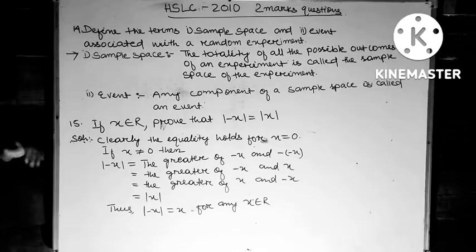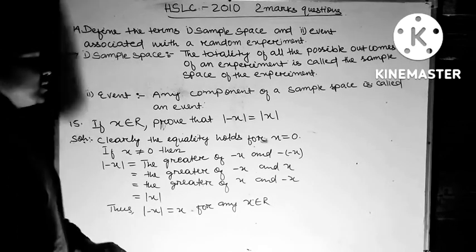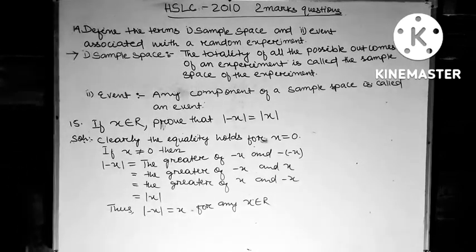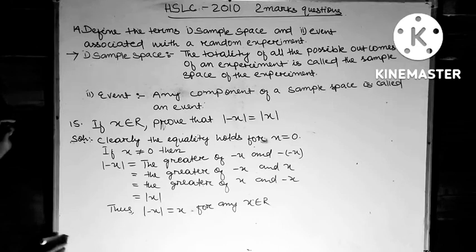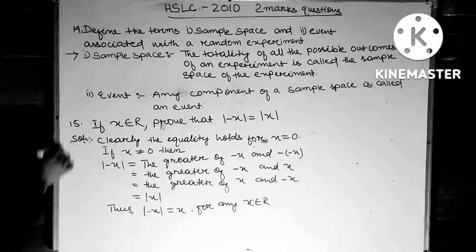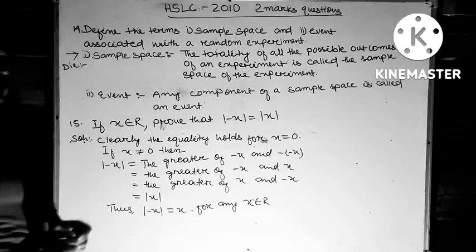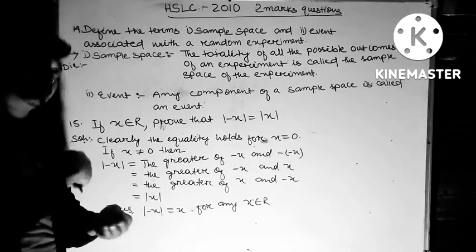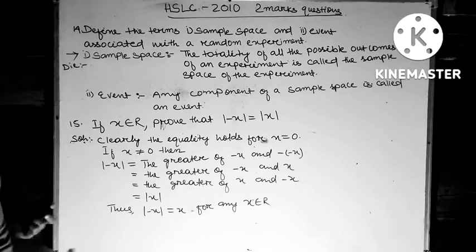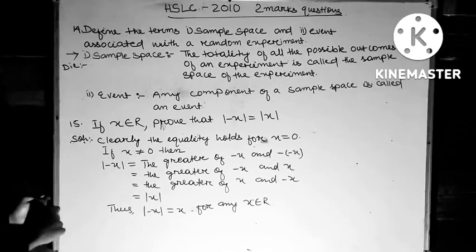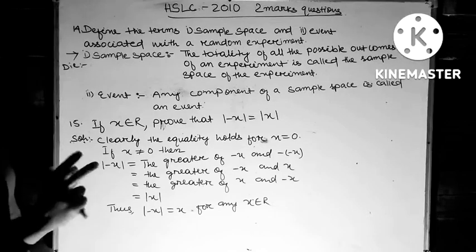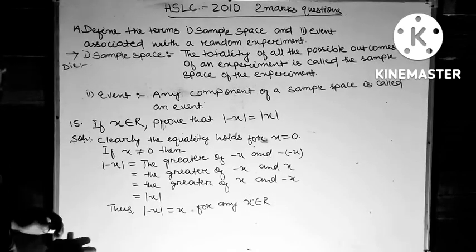First, sample space. Sample space means the totality of all possible outcomes of an experiment is called the sample space of the experiment. All right. So what is the meaning of this definition? Let's say you have a die. You know die, right? The die means not that which we are going to die or where we are going to lose our breath, but die here means that Ludo, that which we play, that is called die.